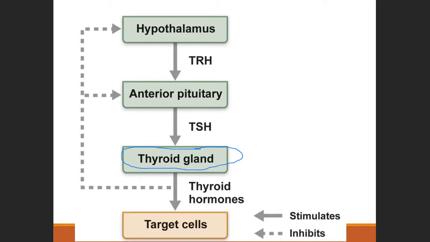It could be a tumor in the thyroid gland. It could be an autoimmune disorder that has attacked the thyroid. It could be cystic activity in the thyroid gland. Whatever the case may be, if you have a primary hyperthyroidism, that is a problem at the thyroid gland. And regardless of what feedback is coming from above, we're seeing a continued pumping out of thyroid hormones.